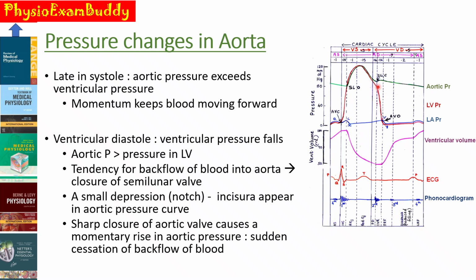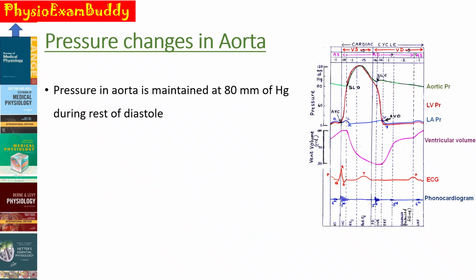And you can see here that a small depression or notch called incisura will appear in this aortic pressure curve, and the sharp closure of the aortic valve causes a momentary rise here in the aortic pressure because of the sudden cessation of the backflow of the blood. And next, the pressure in the aorta is again maintained at 80 millimeters of mercury during the rest of the diastole.